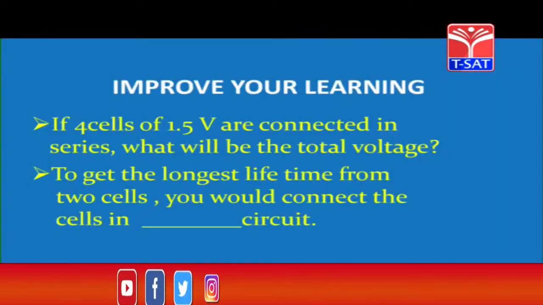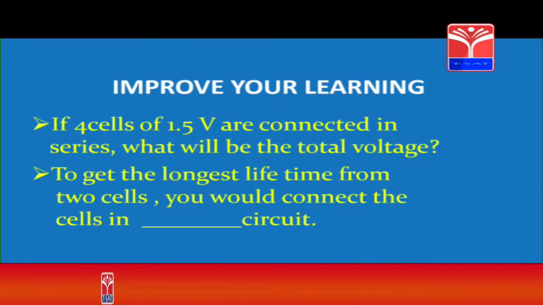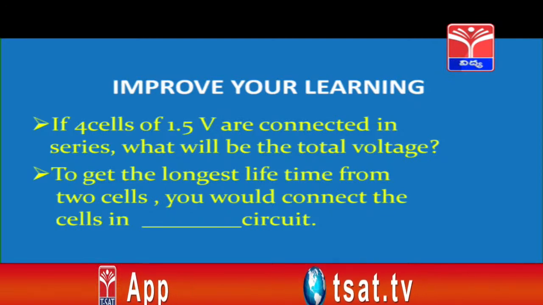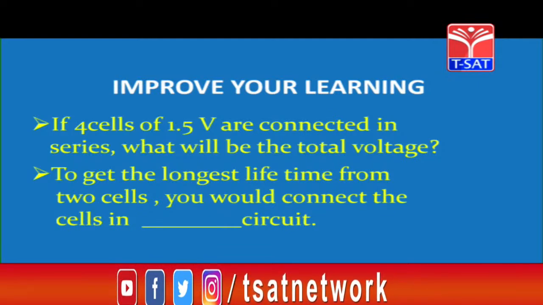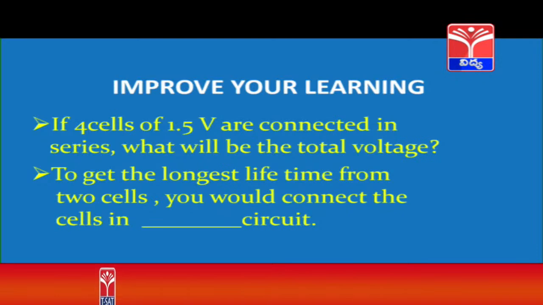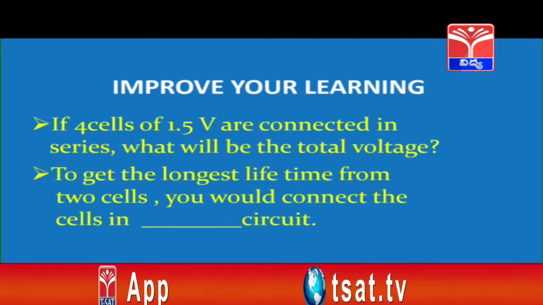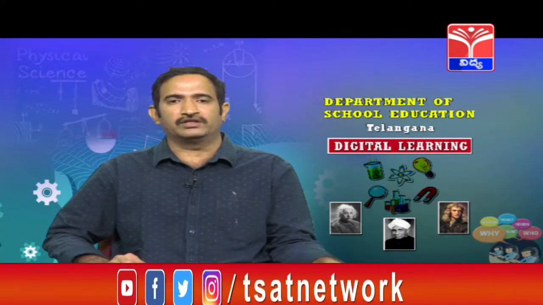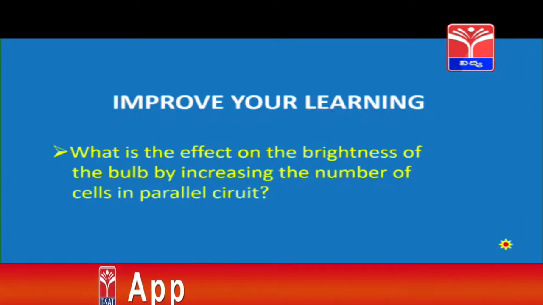If 4 cells of 1.5 volts are connected in series, what will be the total voltage? That means in series connection the voltage is always added. In parallel connection, however many bulbs or cells there may be, the voltage remains the same. To get the longest lifetime from 2 cells, would you connect the cells in a series circuit or a parallel circuit? You have to mention it. What is the effect on the brightness of the bulb by increasing the number of cells in a parallel circuit?